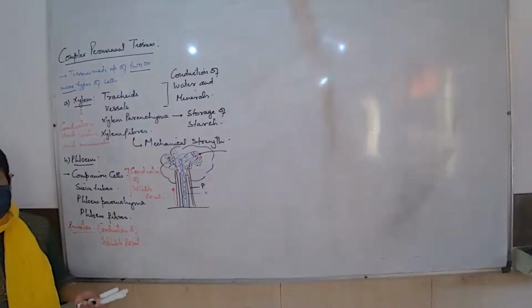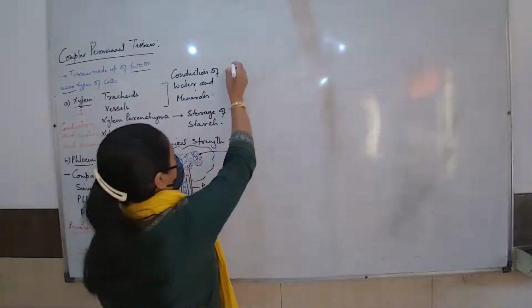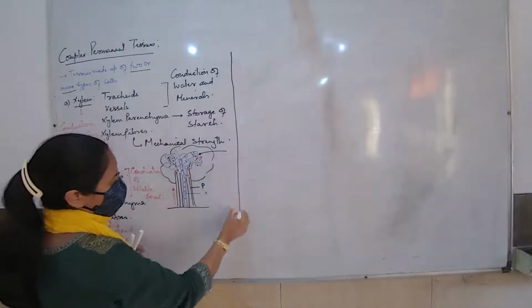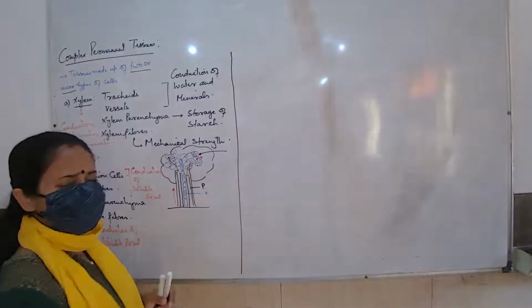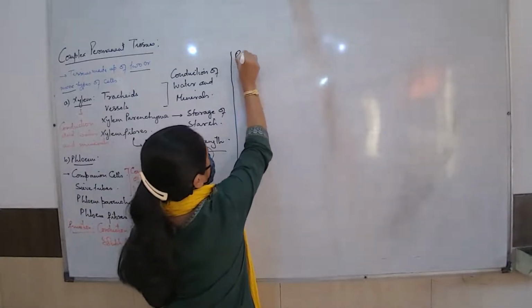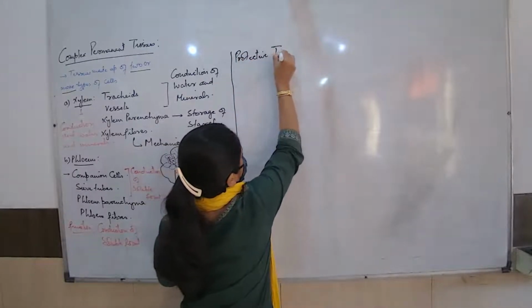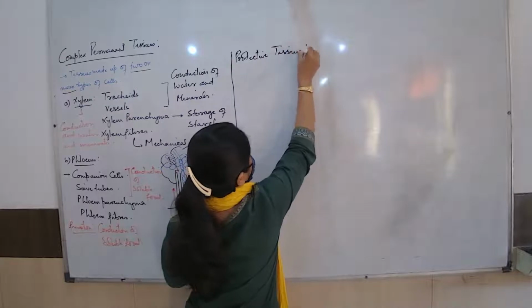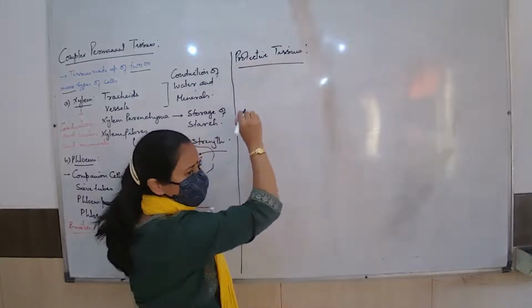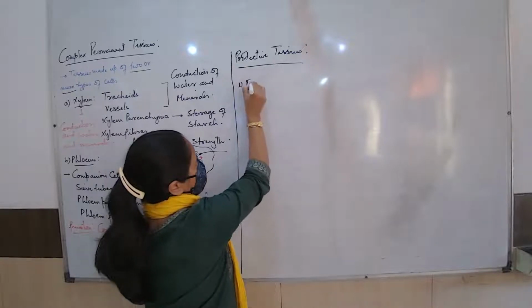So for complex permanent tissues you are supposed to understand this. What else about the plant tissues are you supposed to come across? Some specialized types of tissues. Let us talk about one known as protective tissues. Two groups of tissues we study here. One is known as epidermis.